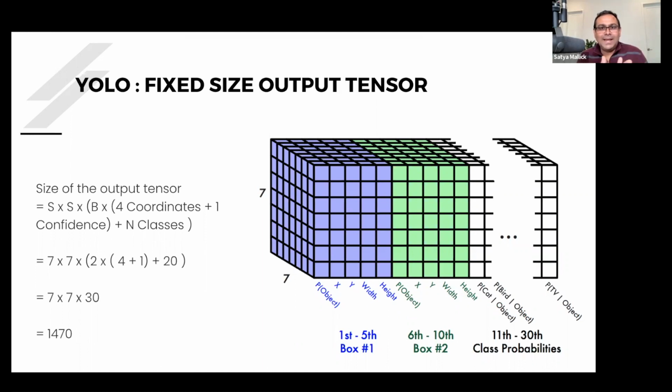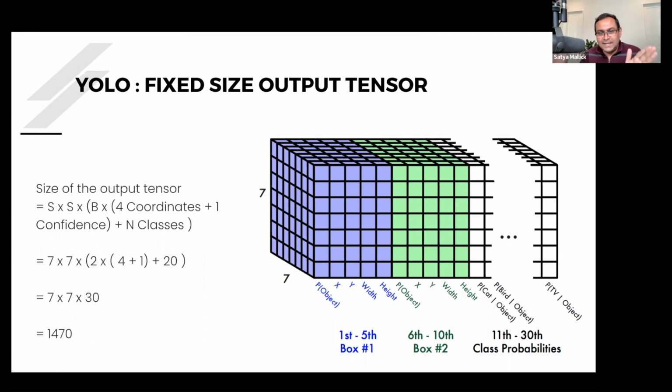And there are n classes; for Pascal VOC, for example, there are 20 classes. So there are a total of 20 along the depth. The width and height are 7 by 7, and along the depth, we have these additional dimensions.